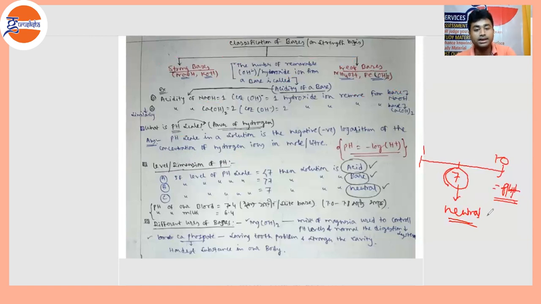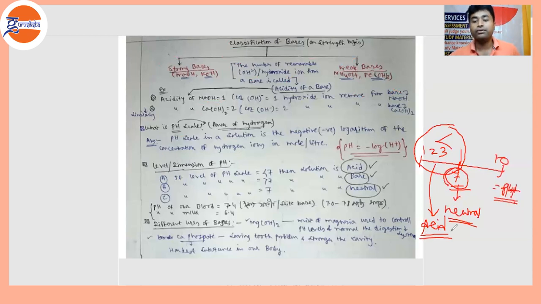Very important point. In your exam, suppose the question is asked: what is the neutral point, or the neutral portion of a pH? Then this is definitely 7. A question may arise in your mind: if the value of pH is 2, 3, or any value less than 7, then it is called acid.